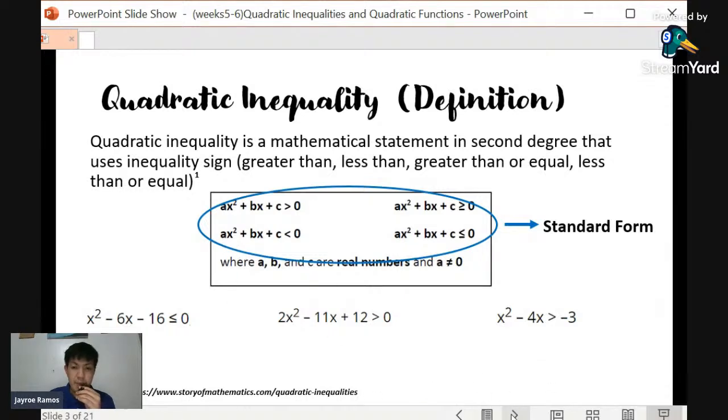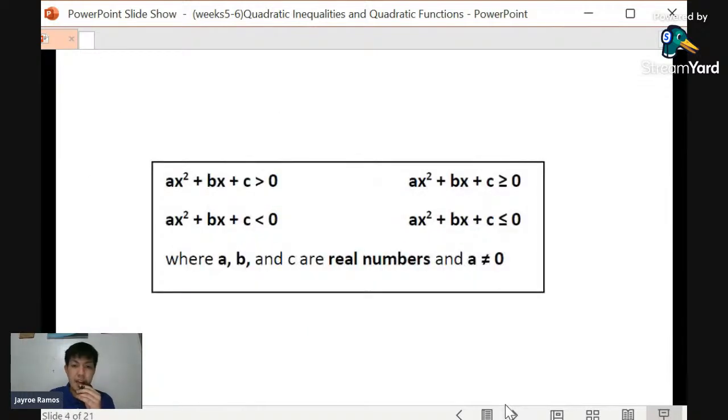So let's proceed. Okay, here. Let's try to specify the symbols. Let's try to identify which of these is greater than, less than, greater than or equal, and less than or equal. So that when we move on to the next part, you already know what we're referring to, because that's very important.